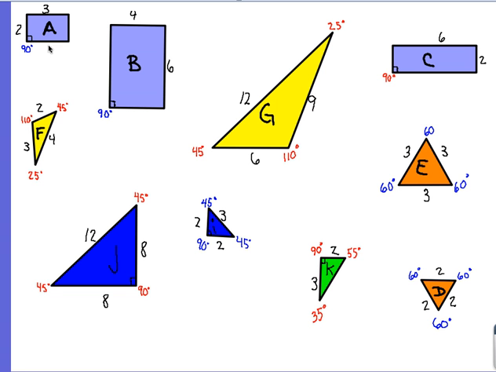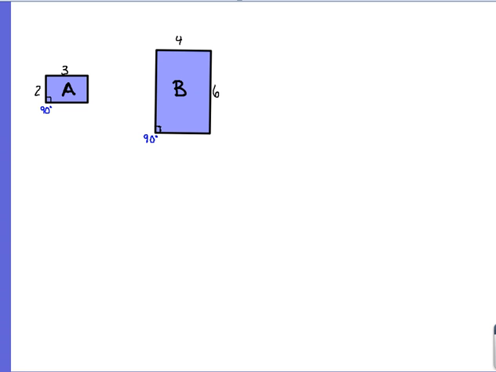So when we had figure A here, we saw that the ratio with this figure was 2 to 3, and that the ratio from figure B was 4 to 6, and that 4 to 6 reduced to 2 to 3, and that they had equivalent ratios. We saw that in figure C, 2 to 6 reduced to 1/3, which was not equivalent, and so we know that figure C is not similar. So we're only going to focus on looking at figure A and figure B.